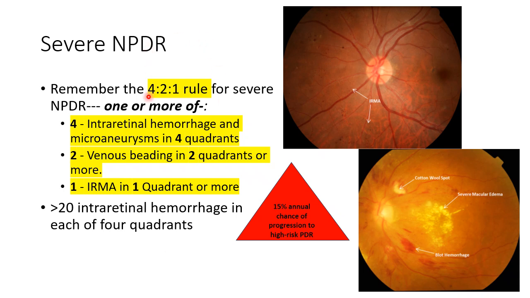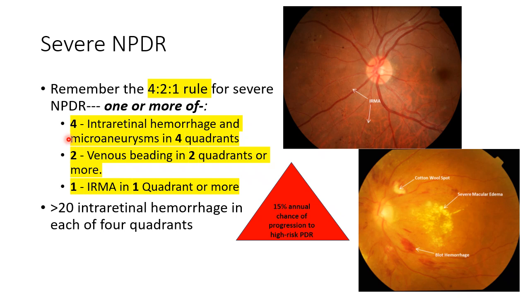Then comes severe NPDR, where the 4-2-1 rule comes in. So intraretinal hemorrhage and microaneurysms in 4 quadrants, venous beading in 2 quadrants or more, IRMA in 1 quadrant or more. IRMA basically appears as very fine lines which run between an artery and a vein, and they are a sign of ischemia. So these are IRMA. Very fine, very difficult to appreciate, and very difficult to differentiate from neovascularization unless you do a fundus fluorescein angiography, which helps you know for sure.